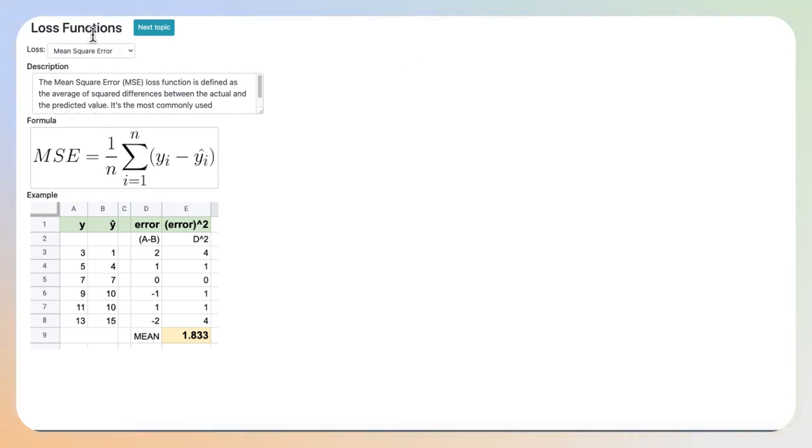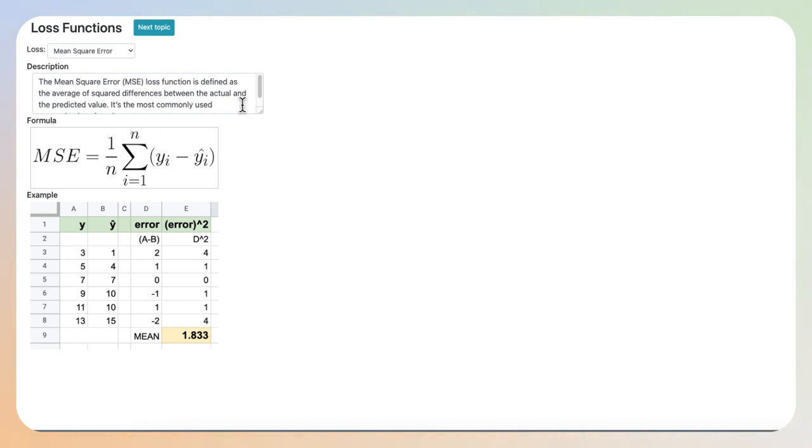This tool will help us understand some common loss functions. Let's explore it. Here, we have a list of some common loss functions that users can select. For the selected loss function, users can see its description, mathematical formula, and a simple example to demonstrate the calculation. For instance, if we select mean square error, which is selected by default, we can read about this loss function here. And this says the mean square error, MSE, loss function is defined as the average of square differences between the actual and predicted value.